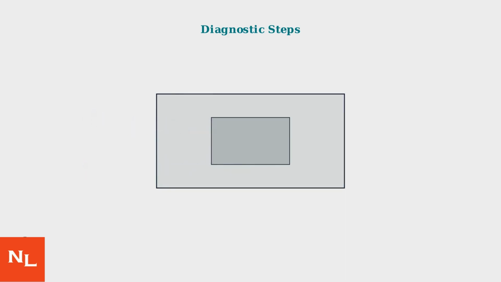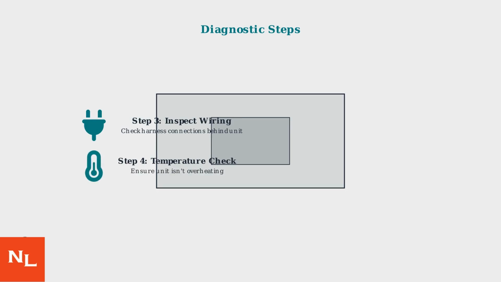Next, we need to check the physical connections and temperature. Step 3. Inspect the wiring harness connections behind the unit for any looseness or damage. Step 4. Check if the unit is overheating, as excessive heat can cause system failures. These initial diagnostic steps can identify and resolve 60 to 65% of common Astra J infotainment problems, often pointing to simple fixes before more complex repairs are needed.